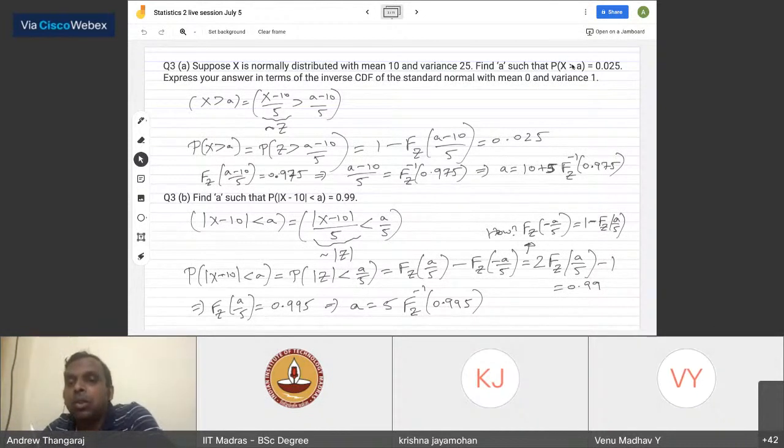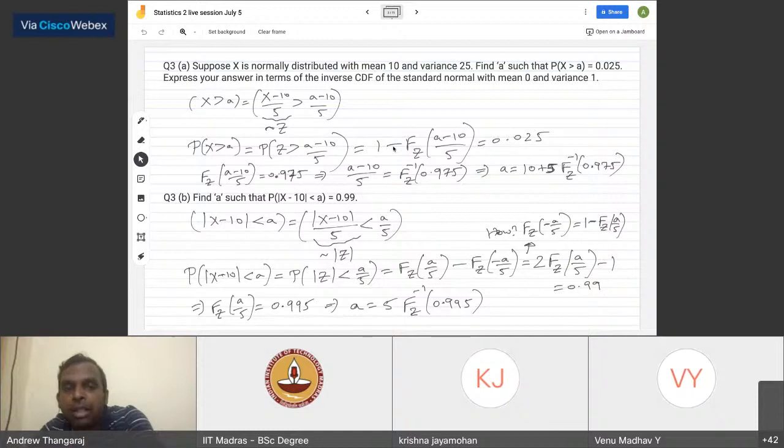So this question is slightly different, and the solution is slightly different. It says find A such that the probability that X is greater than A equals 0.025. Notice what you have to do. You first convert the event X greater than A to standard normal. X minus 10 by 5 is greater than A minus 10 by 5. So the probability that X is greater than A becomes the probability that Z is greater than A minus 10 by 5. This is 1 minus Fz of A minus 10 by 5, and that needs to equal 0.025. Notice how I solve it using this inverse representation.